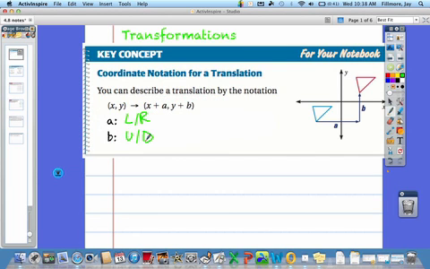Obviously, if it's positive, it's moving to the right, negative, moving to the left. If it's up, we're positive, down, we're negative. The same thing you all saw with graphing coordinates way back when you first started graphing in the coordinate plane. And that's what you should have seen with translations.